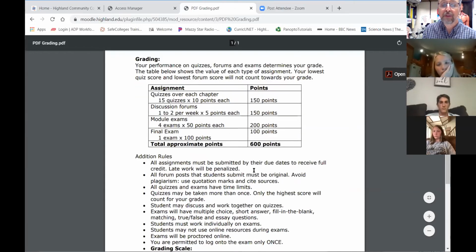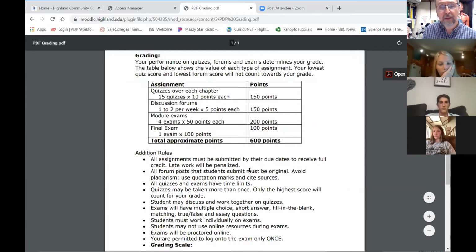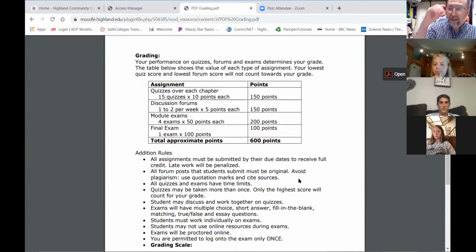There are due dates on everything: on quizzes, on forums, on exams. And some things have time limits, like the exams and the quizzes. The exams you'll only be able to take once, so it's a one-time thing. You can work with somebody else on the quizzes, but on the exams you have to work by yourself, and we might have some proctoring software to do that. Possibly Zoom, I'll just make sure you're working by yourself.